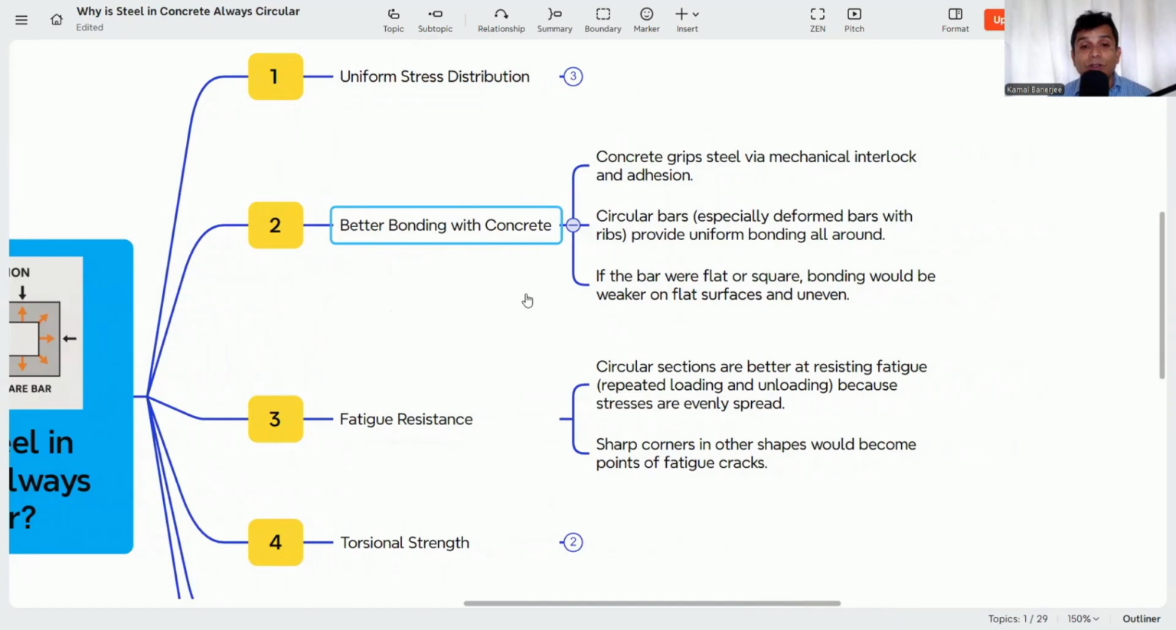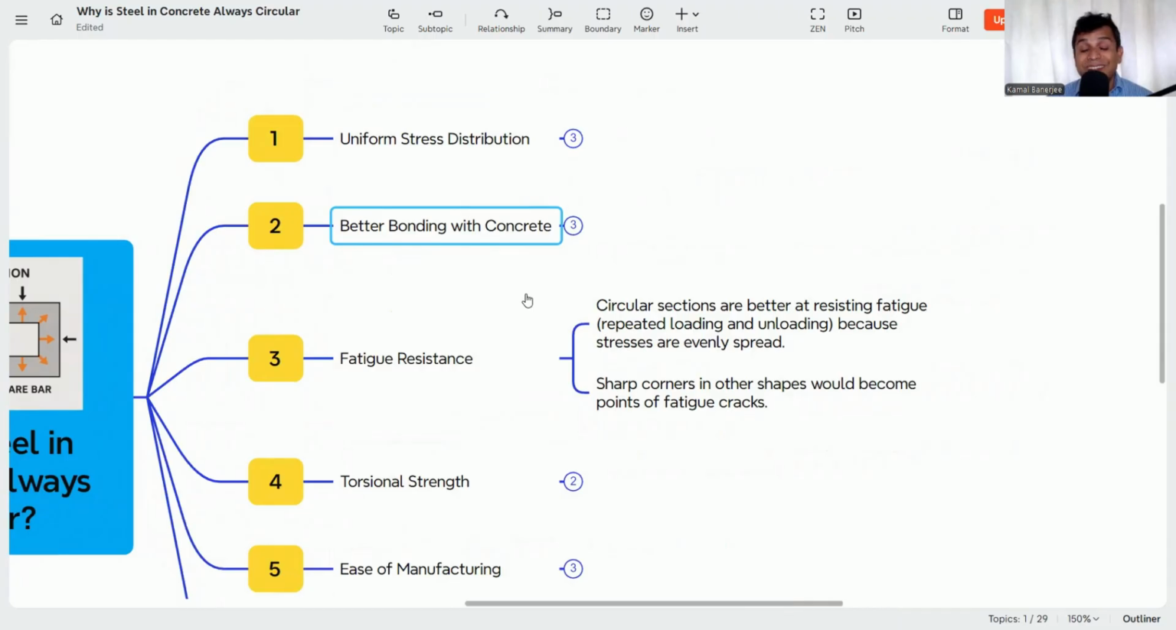Then the fatigue resistance. Fatigue is the repeated load on the structure. Suppose in the road the vehicle is moving, so repeatedly the load is coming on the surface, on the structure, so fatigue can be generated. So the circular bar is better fatigue resistant. The circular sections are better at resisting fatigue, repeated loading and unloading, because stresses are evenly spread.